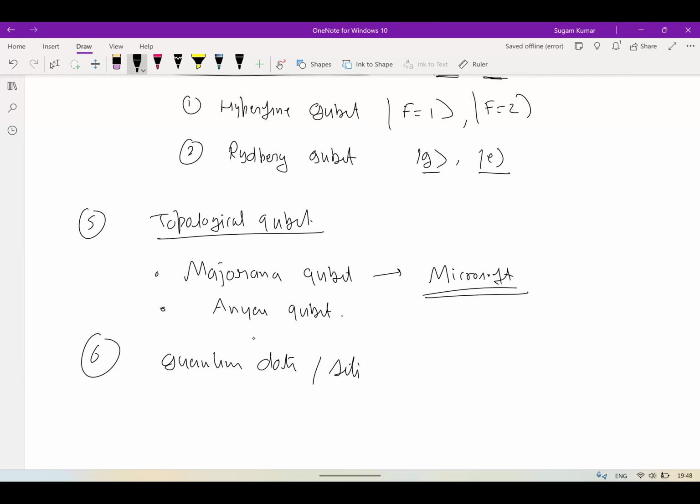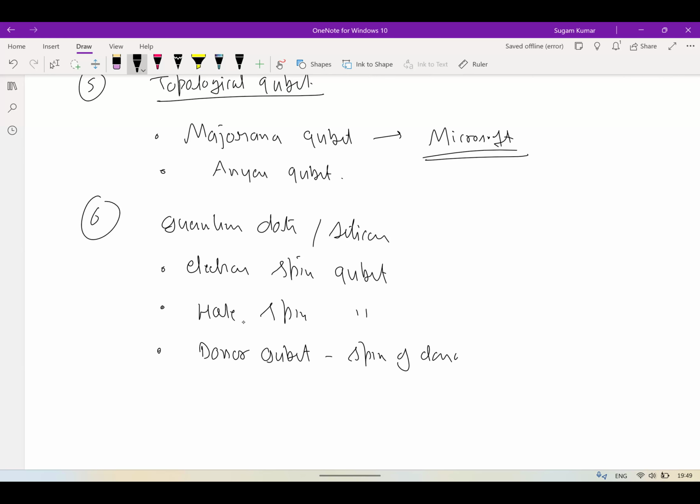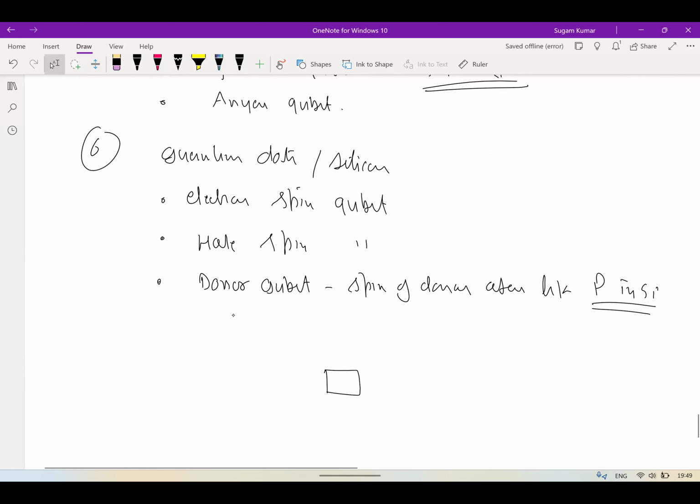And silicon based. So here you can use the electron spin qubit. It is the same as in ion trap also. You can utilize the electron spin as a qubit. You can even use the hole spin as a qubit, or you can use a donor qubit. So here you can use the spin of a donor atom, for example, a donor atom like phosphorus in silicon.